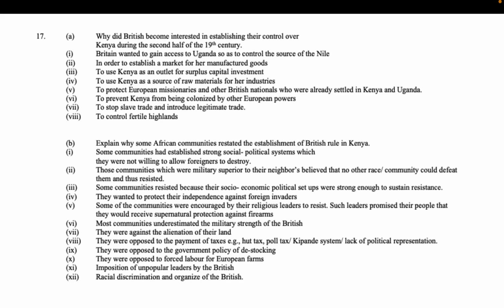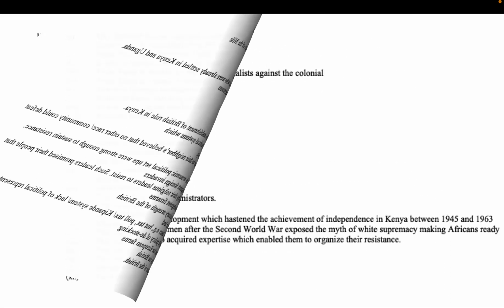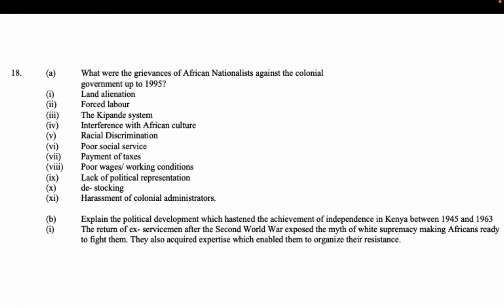18a. What were the grievances of African nationalists against the colonial government up to 1995? Land alienation. Forced labor. The kipande system. Interference with African culture. Racial discrimination. Poor social services. Payment of taxes. Poor wages and working conditions. Lack of political representation. Destocking. Harassment by colonial administrators.